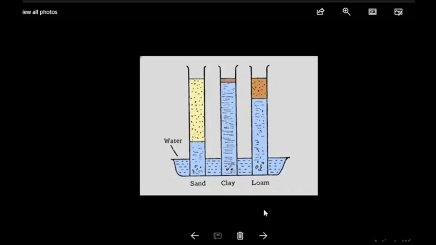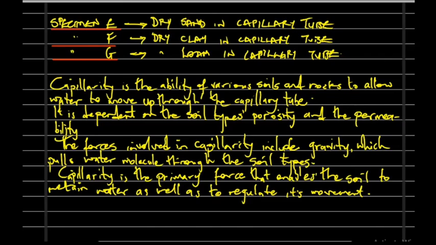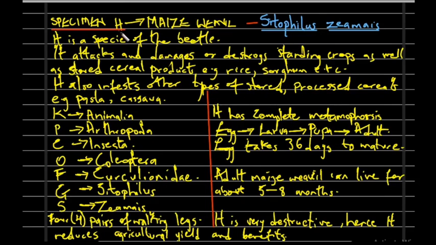So we can see what is happening here as well. The clay soil has absorbed the most amount of the water, followed by loam, which has absorbed considerable amounts, and then the sandy soil has the least amount of water absorbed. So basically that is it. And then we move to the next one, which is specimen H.